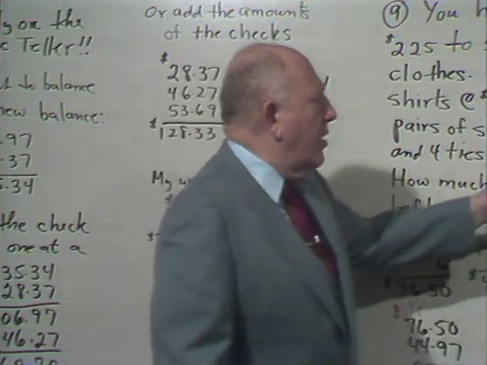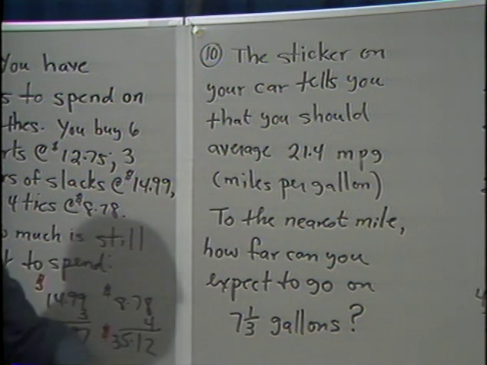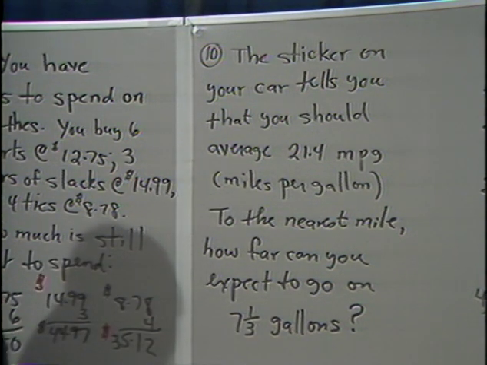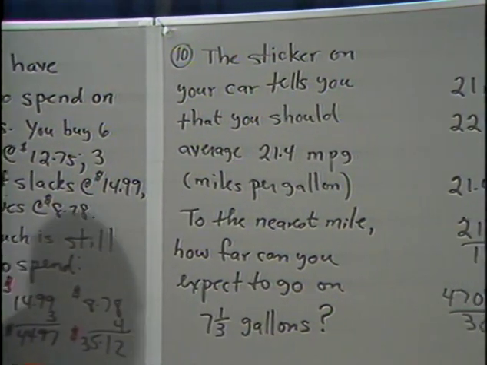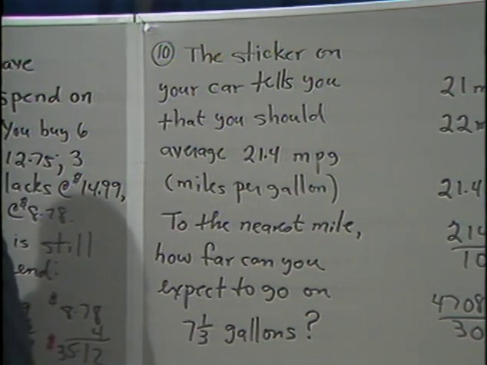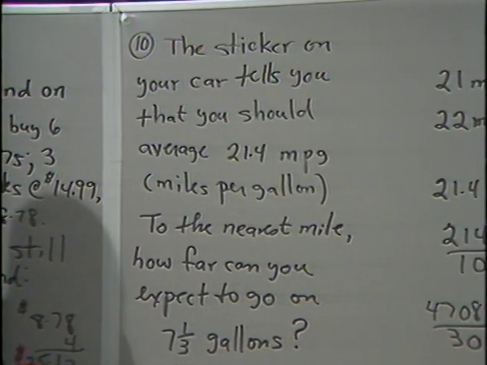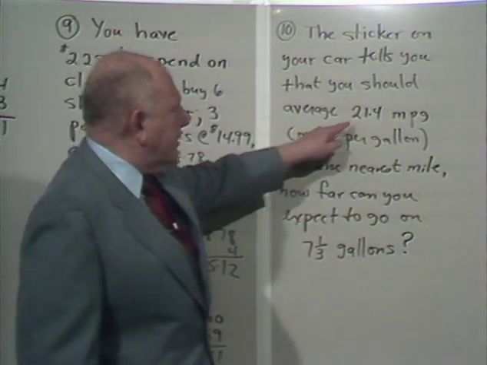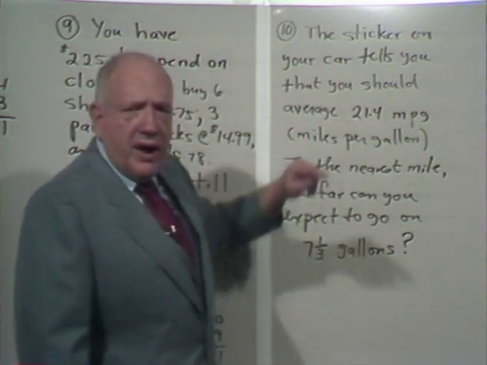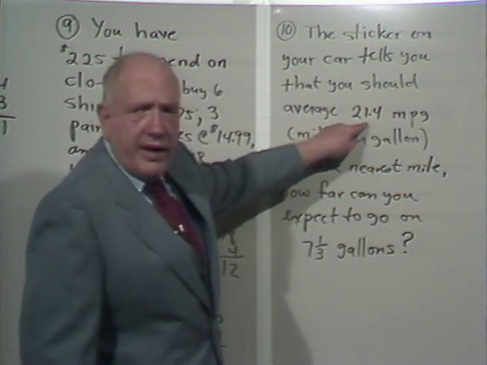So suppose the sticker on your car tells you that you should average 21.4 mpg. That's miles per gallon. What that says is, on the average, for every gallon of gas you use, you should go 21.4 miles. That's kind of ridiculous. If you're stuck in traffic and you're idling, you're going to go 0 miles per gallon. And if you're moving on the highway, the chances are you might be getting better than 21.4 miles per gallon. You mustn't expect that you're going to get this constant, steady rate of 21.4. That's just an indicator, okay?